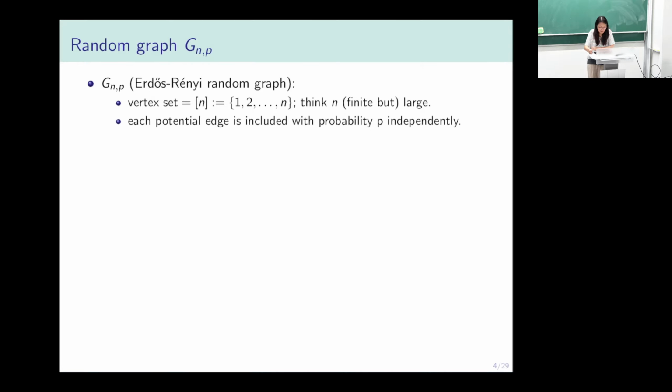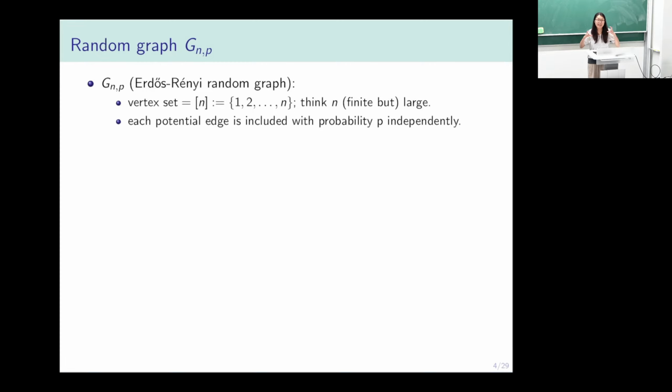Okay, so G(n,p) is, as usual, the Erdős–Rényi random graph, and the vertex set of G(n,p) is this bracket n, which means the set of integers from 1 up to n. And here we think n is finite, but very large, like 100, 1,000, or 1 million billion.